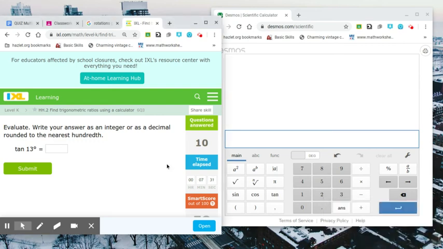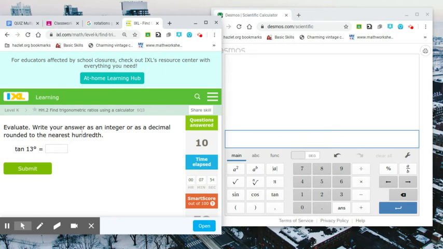So I have IXL pulled up here and I have the Desmos calculator over here, which provides us with all the things we're going to need. So this topic, to start off with, I feel like is kind of easy because the calculator is going to do most of it. It's just a matter of knowing where the buttons are and being able to round to the nearest hundredth, two decimal places, which we've done all year in class.